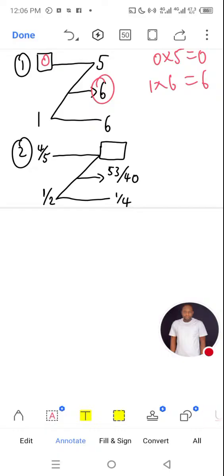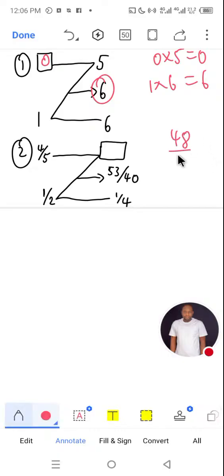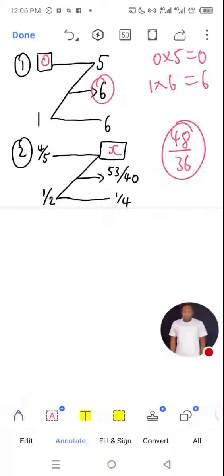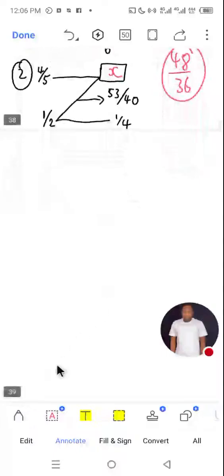48 over 36. Okay. Now, you know what? I'm going to use the knowledge I have of algebra and word problems to even do this. So let's put x here, right? If I want to get x, I'm looking for x.